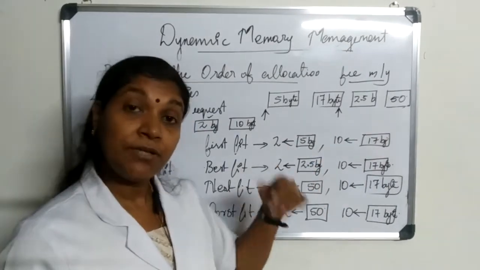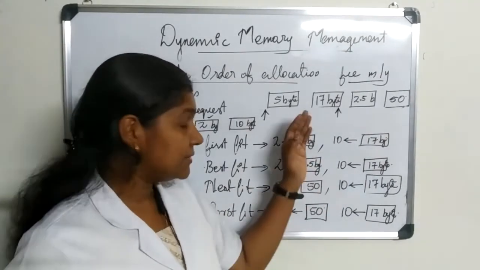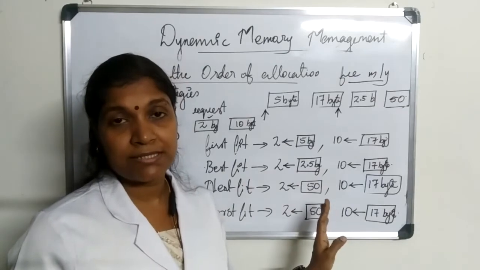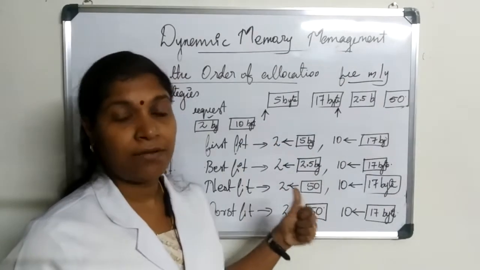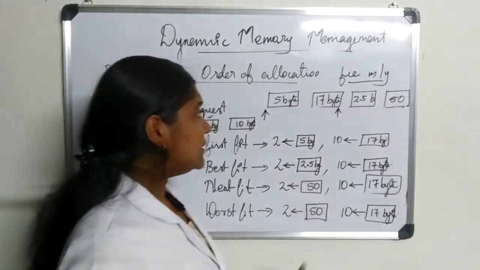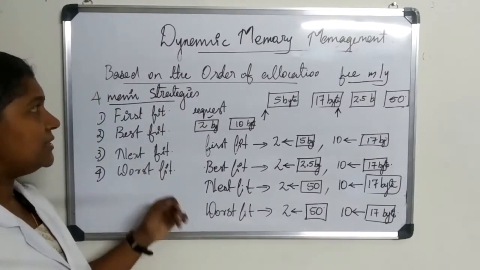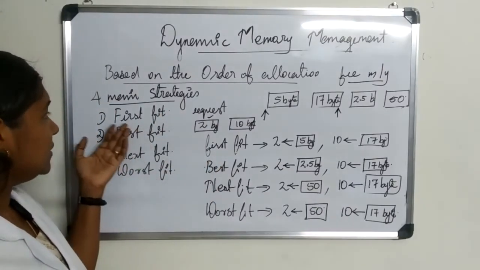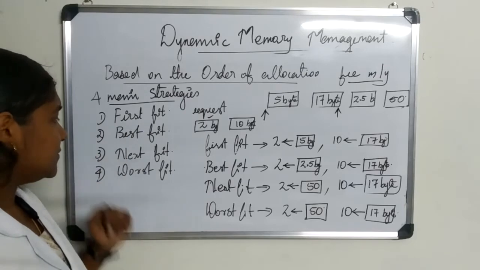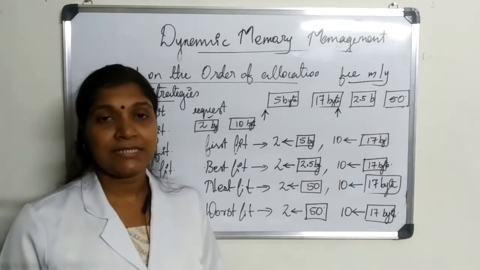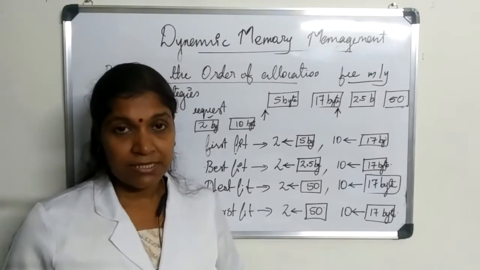So we will take a university exam question. Normally, this is a sure question for the university exam, so we will take such a question and work it out. These are the 4 strategies of dynamic memory allocation: first fit, best fit, next fit, and worst fit allocation schemes. I hope this concept is clear to you.